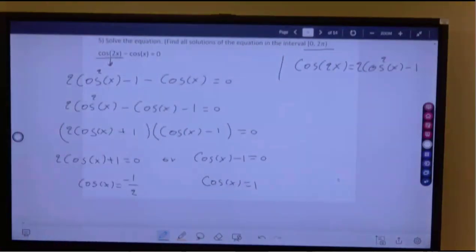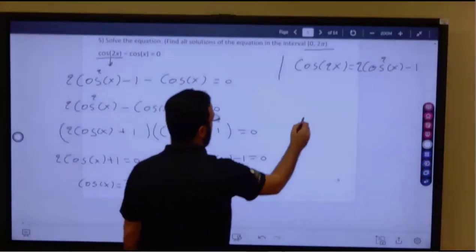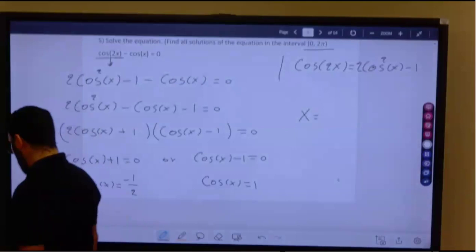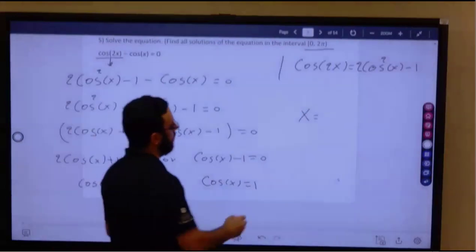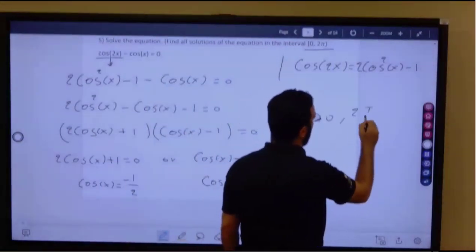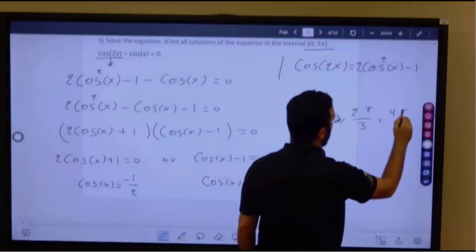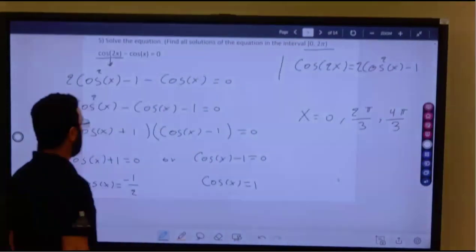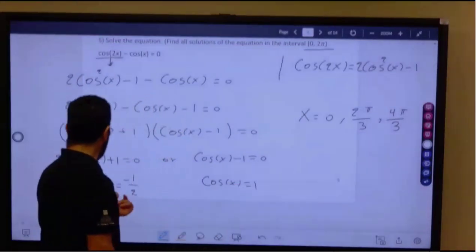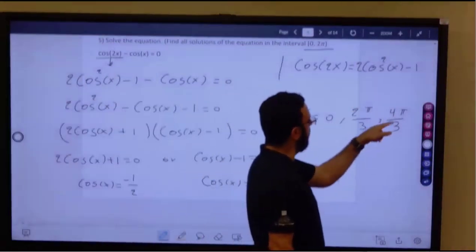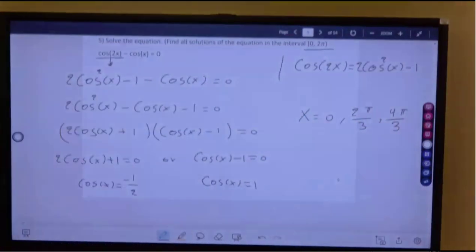Now we need to check on the circle which angles give us cosine x equal to negative half, and which angles give us cosine x equal to 1. The solutions are 0, 2 pi over 3, and 4 pi over 3. These angles give us cosine equal to negative half and cosine equal to 1. The 0 gives you cosine equal to 1, and negative half is the angle 2 pi over 3 and 4 pi over 3. That's it for this example.